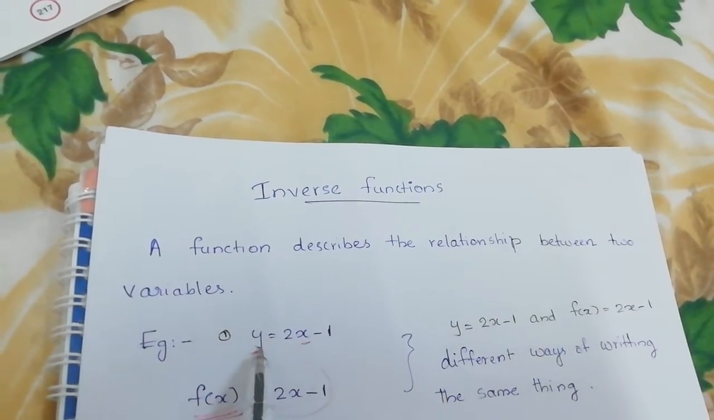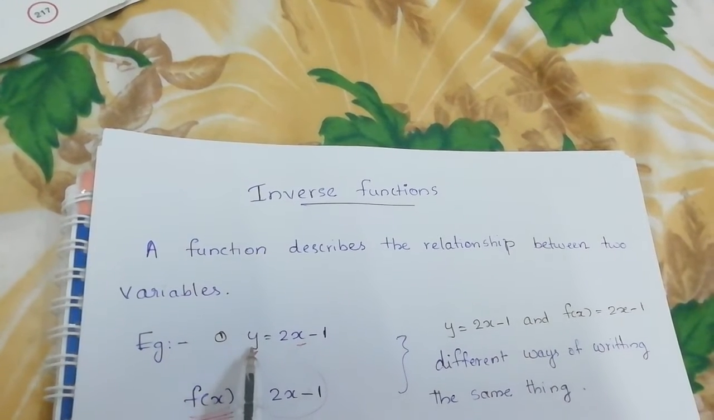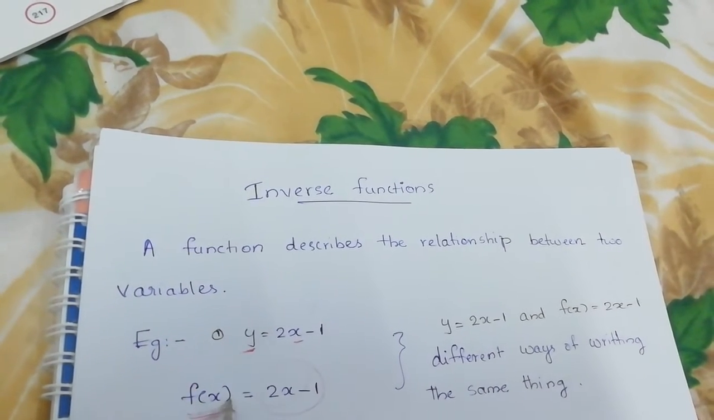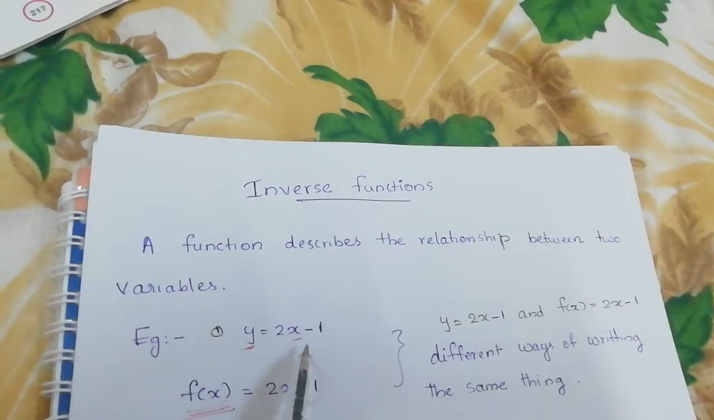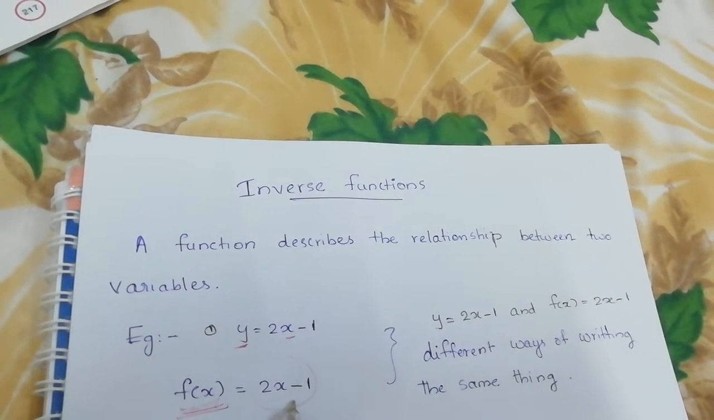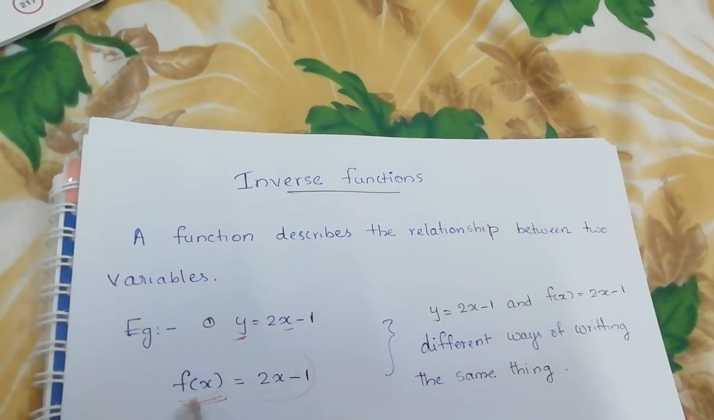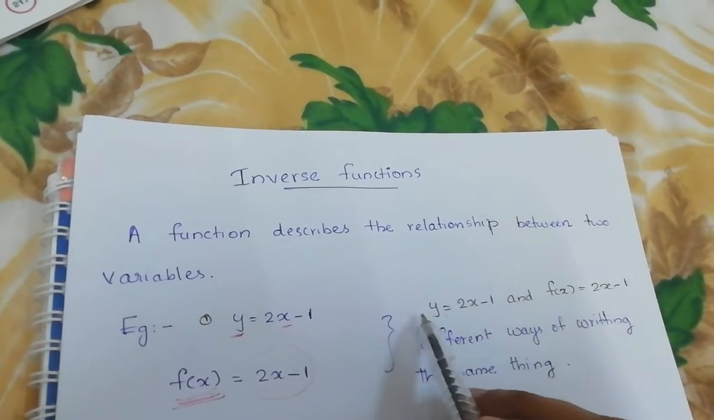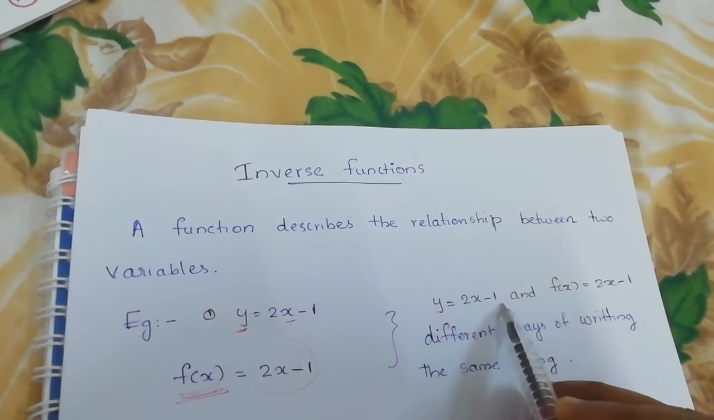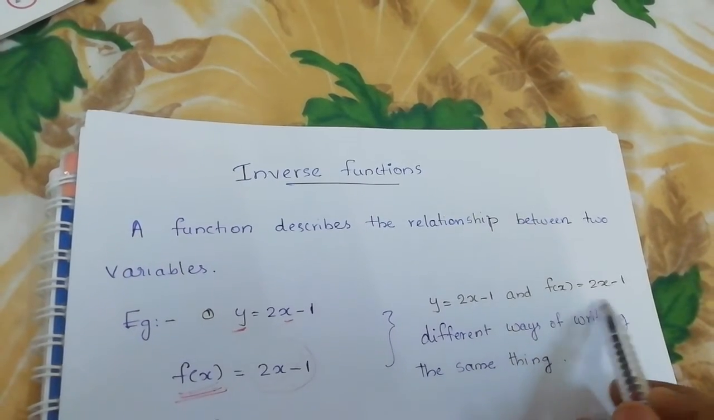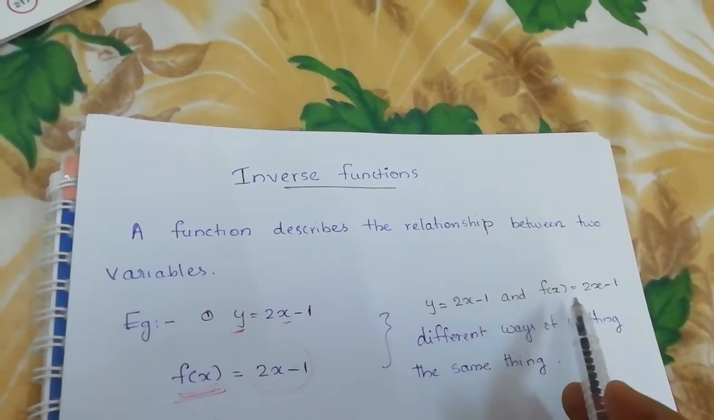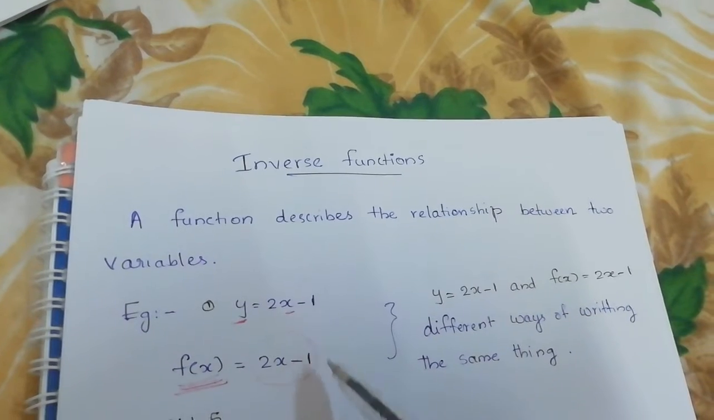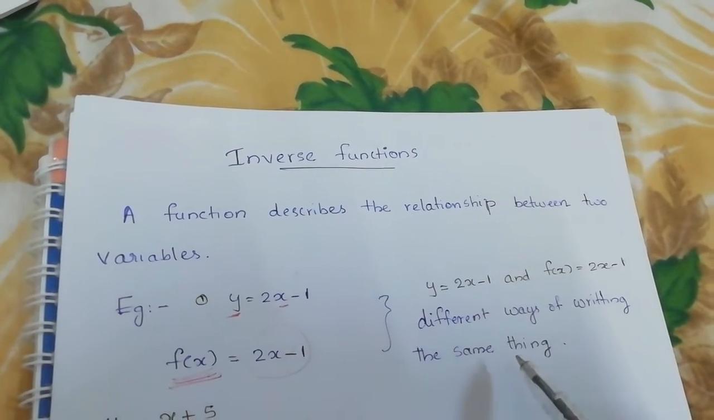So we can write this in function form by denoting this y as f of x equals 2x minus 1. So a function we are denoting as f of x. Here y equals 2x minus 1 and f of x equals 2x minus 1. So these are the different ways of writing the same thing.